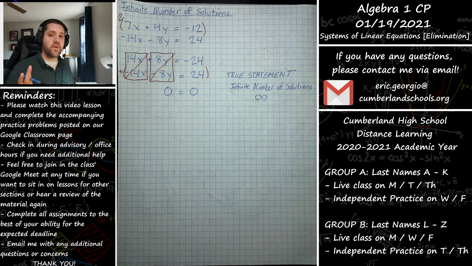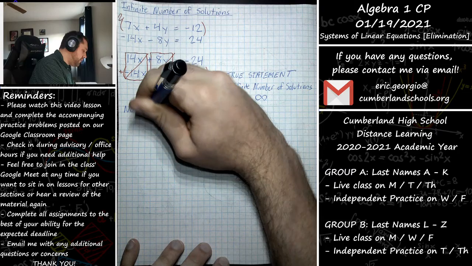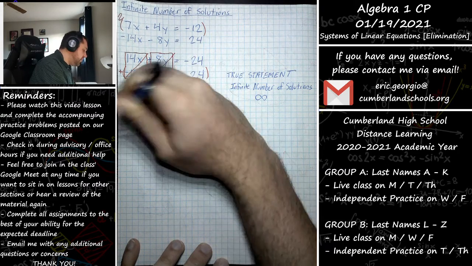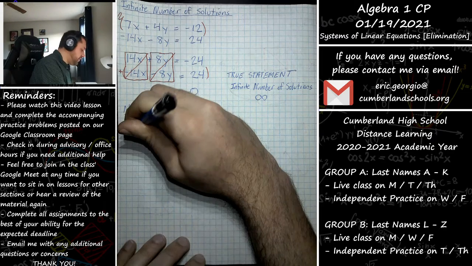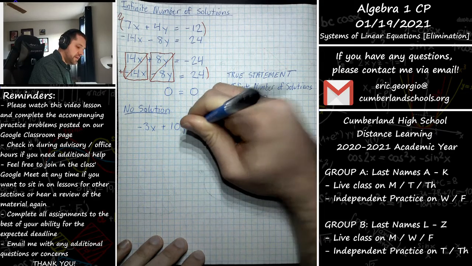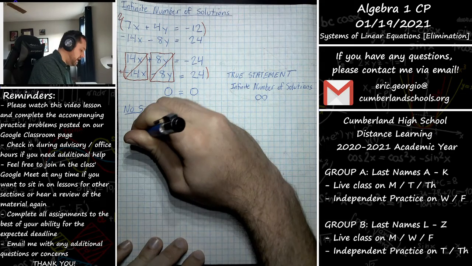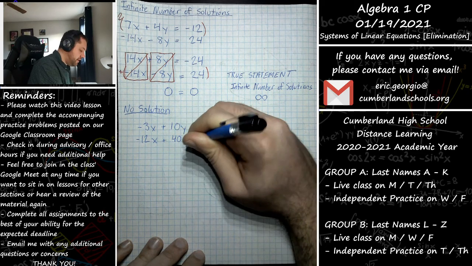That's just like we saw with substitution, if you remember. If everything canceled out and we were left with a true statement, then it's an infinite number of solutions. No solution is when all the variables canceled out and we were left with a false statement. And not surprisingly, the same thing occurs with elimination. Watch. Let's consider this problem. -3x plus 10y is equal to 9, and also -12x plus 40y is equal to 0.